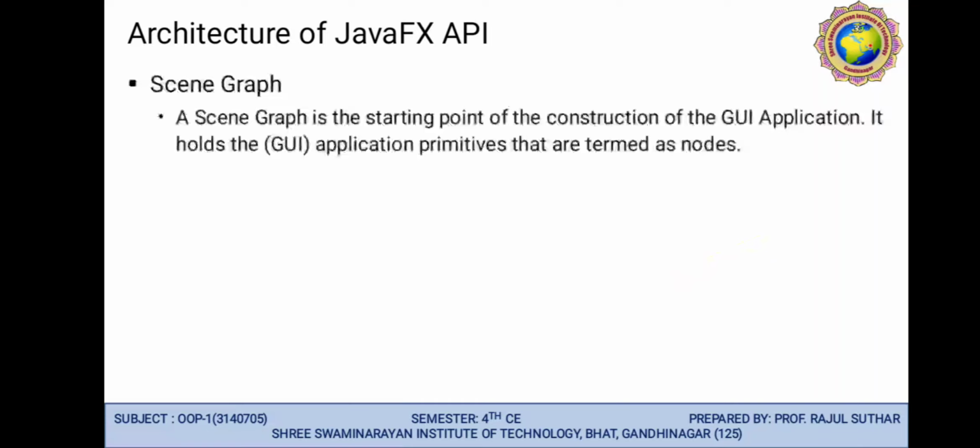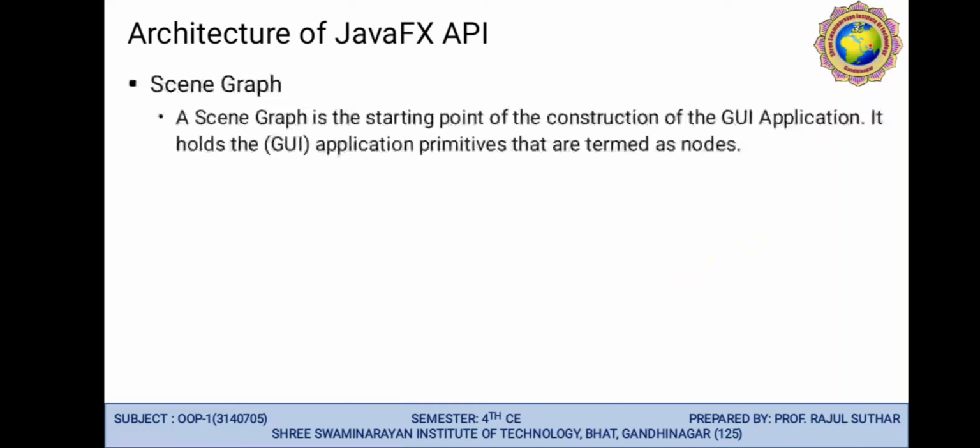Here, the second is the scene graph. Scene graph is the starting point of the construction of a GUI application. It holds the GUI application primitives that are termed as nodes. We can say that the other word is node. A scene graph is a tree data structure most commonly found in graphical applications and libraries like video games, vector editing tools, 3D libraries. A scene graph presents the content of a scene.